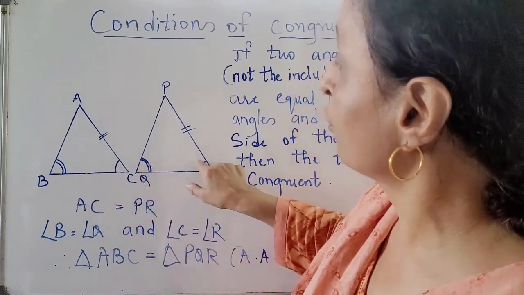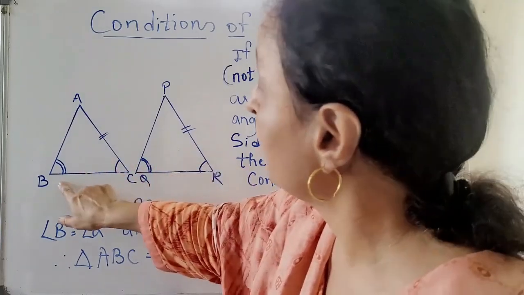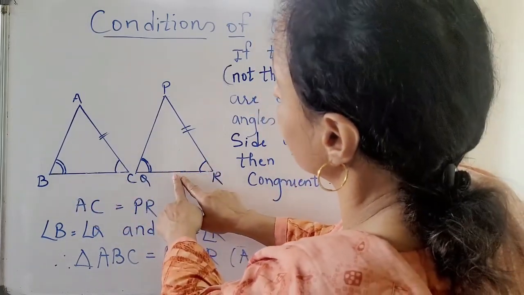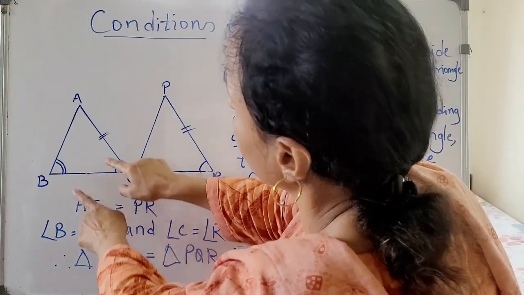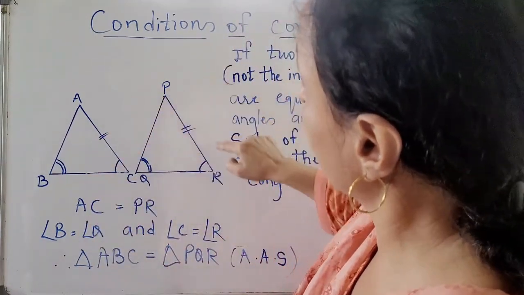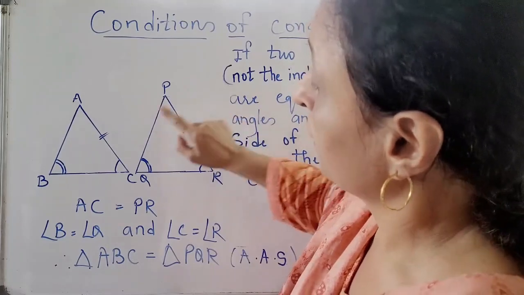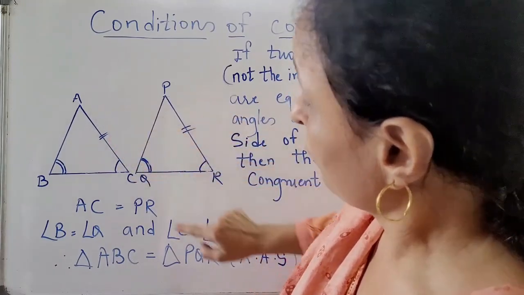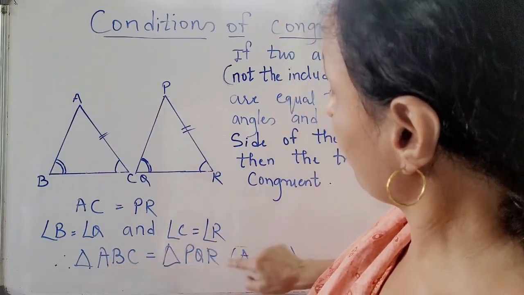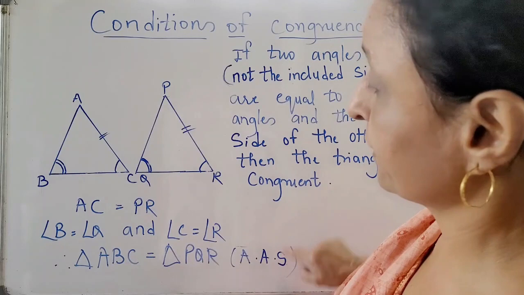These two angles are congruent to these two angles. B is congruent to Q, C is congruent to R. But the side is not included in between. The side is on the other side. AC is congruent to PR. Therefore, this triangle ABC is congruent to PQR by AAS test.